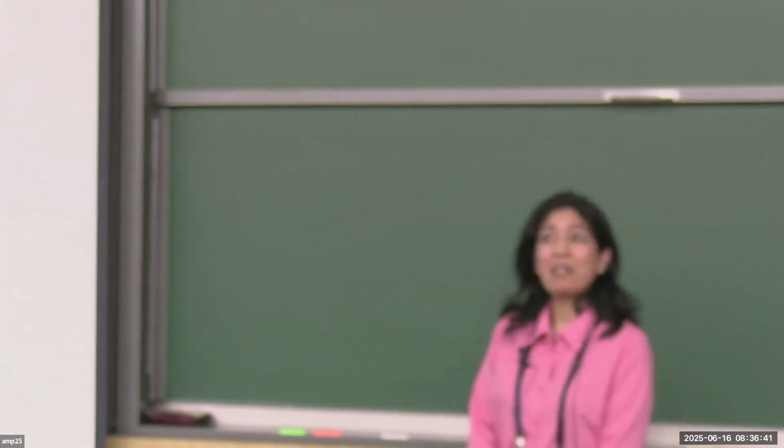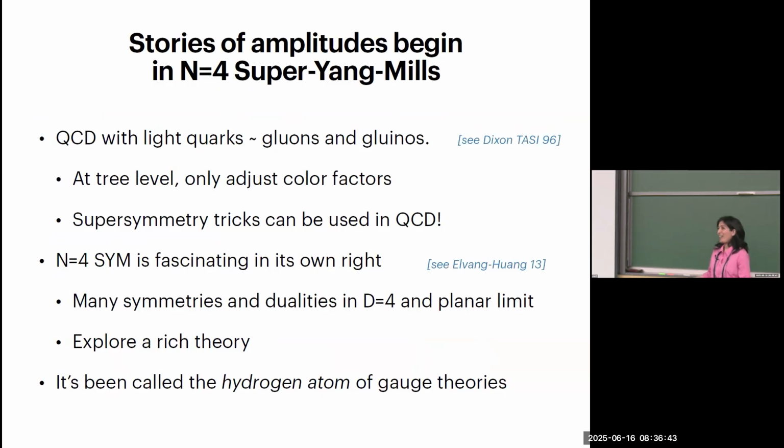And where many stories begin, and the story of our community as such arguably begins, is in n=4 super Yang-Mills. So that's what I'd like to bring our attention to and review some of where we have come from as a community. So one reason that we study n=4 super Yang-Mills when we're looking at studying scattering amplitudes is there's a big motivation for precision computations coming from the needs of QCD.